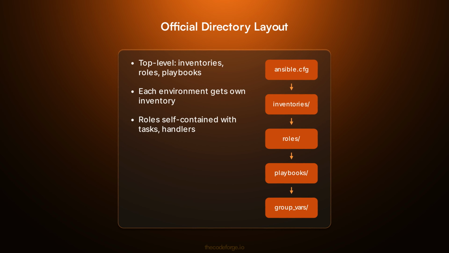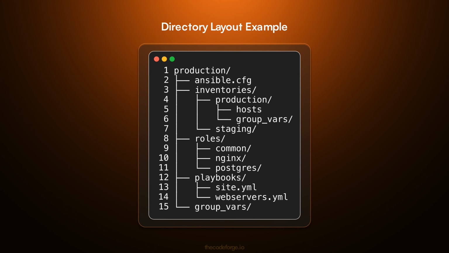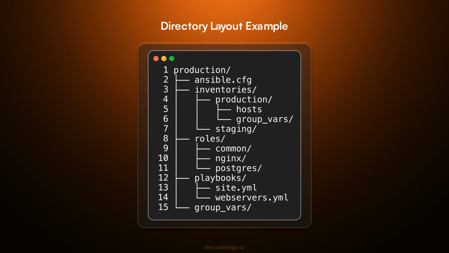Ansible's recommended layout separates concerns. Each environment has its own inventory and group vars. Roles are in roles, playbooks in playbooks. This makes it clear where to find anything. This is the layout I use in production. Each role has its own tasks, handlers, templates, and defaults. The top-level group vars is for variables shared across all environments.